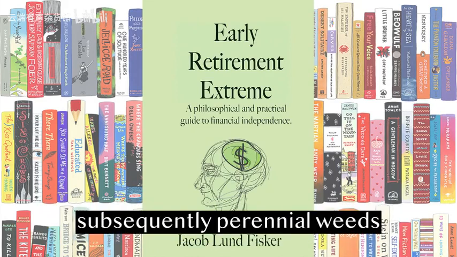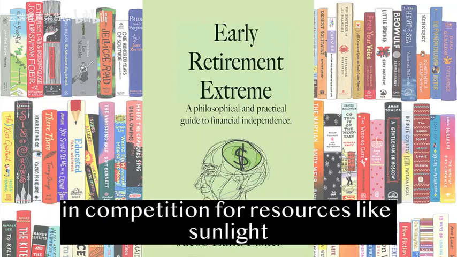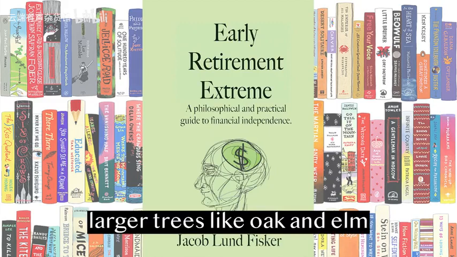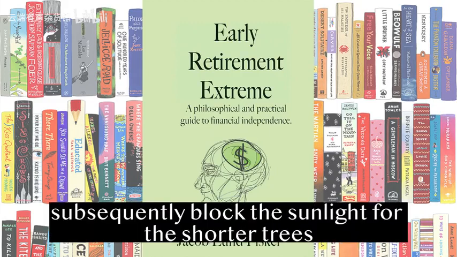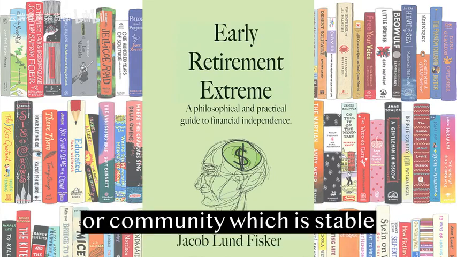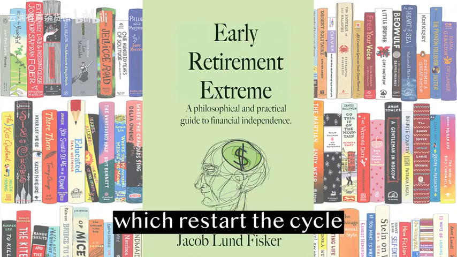Subsequently, perennial weeds, shrubs, and small trees like aspen or pine take over in competition for resources like sunlight. Larger trees like oak and elm subsequently block the sunlight for the shorter trees, which die out, and thus the habitat finally reaches what is known as a climax stage, or community, which is stable, barring any disruptions such as forest fires or lava flows, which restart the cycle.